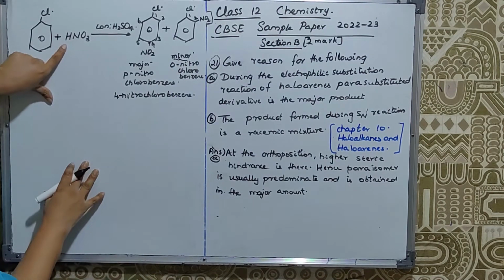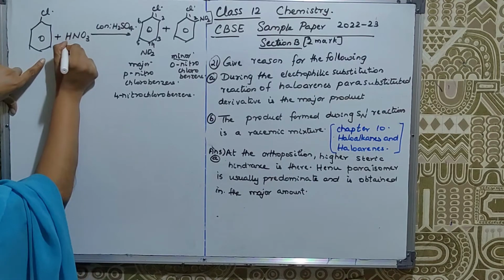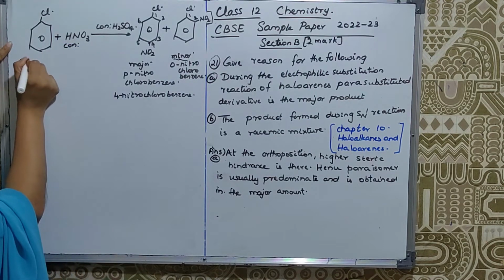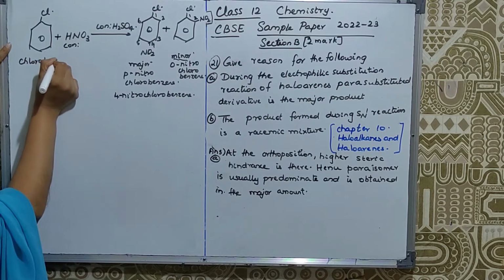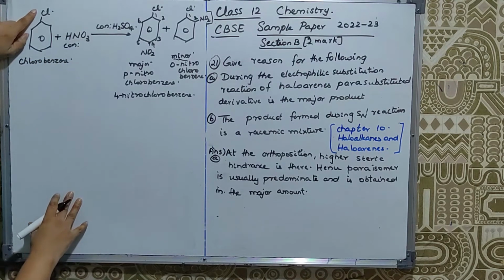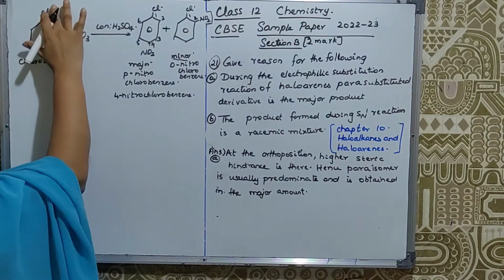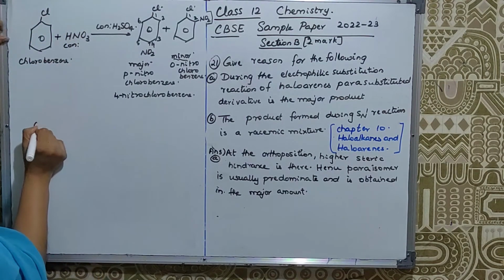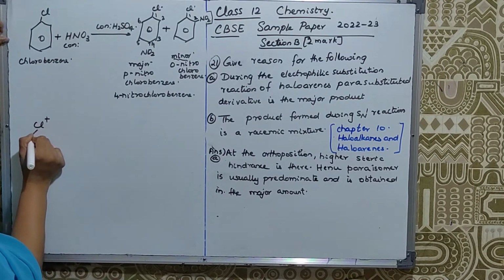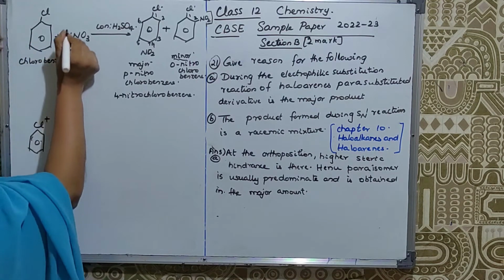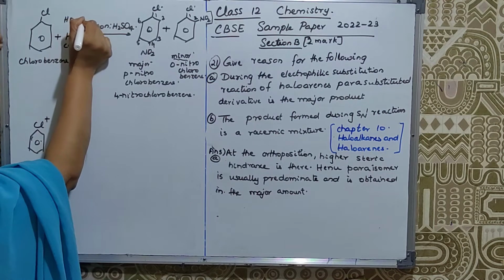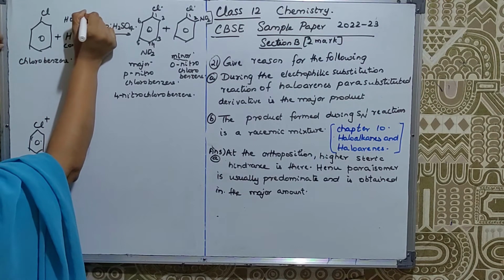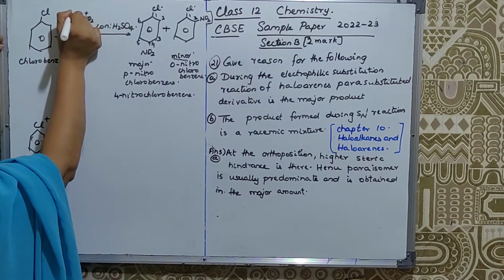Now why is it becoming major? So nitric acid is reacting with chlorobenzene. Due to resonance, the halogen atom, that is chlorine, will become a positively charged particle. When chlorine becomes positively charged, the incoming nitro group, which is an electrophile, HO-NO2, has NO2 positively charged and HO negatively charged.